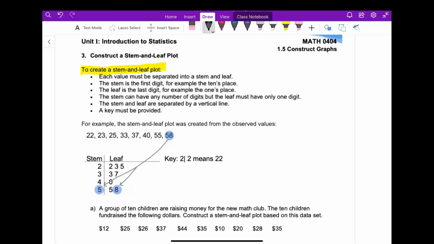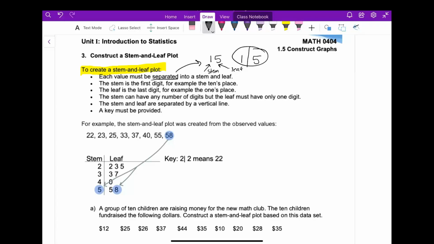So what do we mean by separated? Remember, if I'm taking a value, for example, 15, then I have to separate it as a 1 and a 5. The stem is the first digit, for example, the tens place, and the leaf is the last digit. So this is our stem, and this is our leaf, and it's obvious on this side. The stem can have any number of digits, but the leaf must only have one digit.